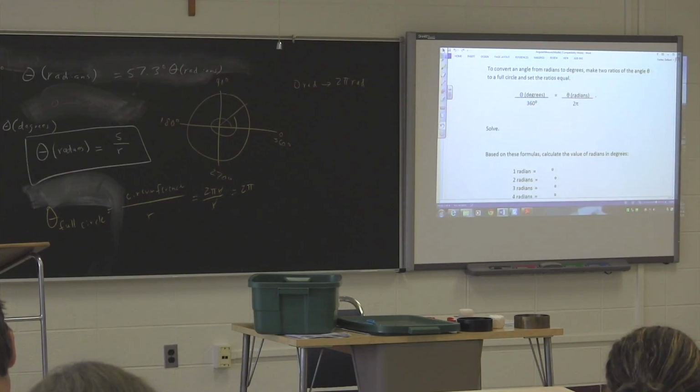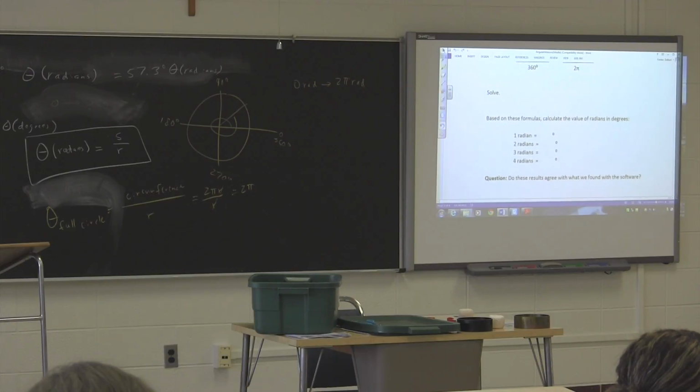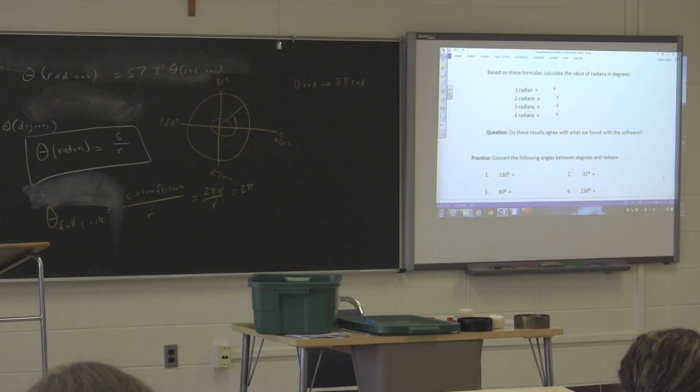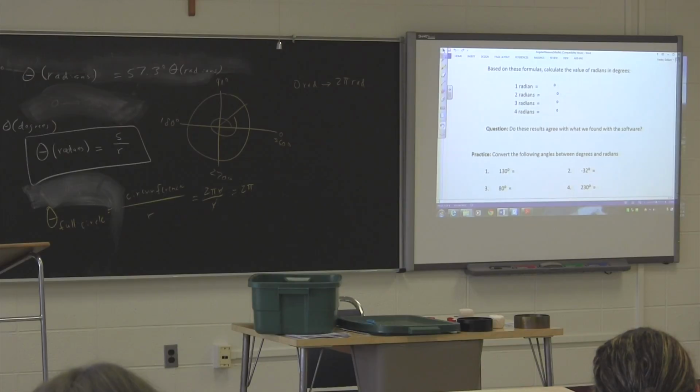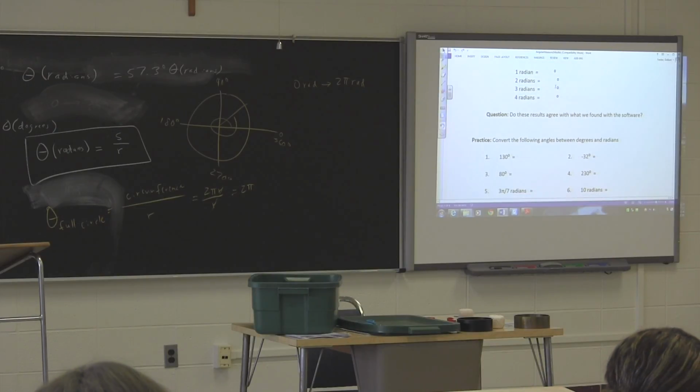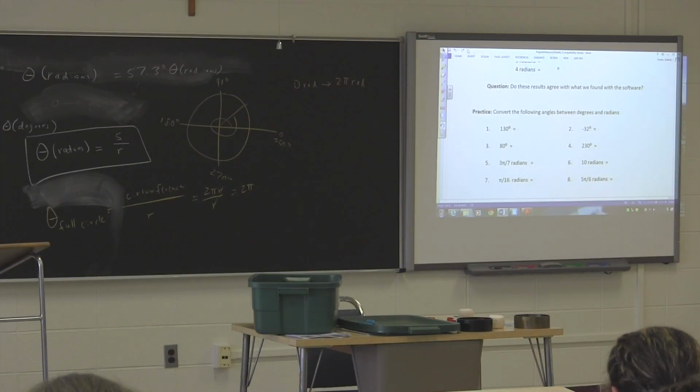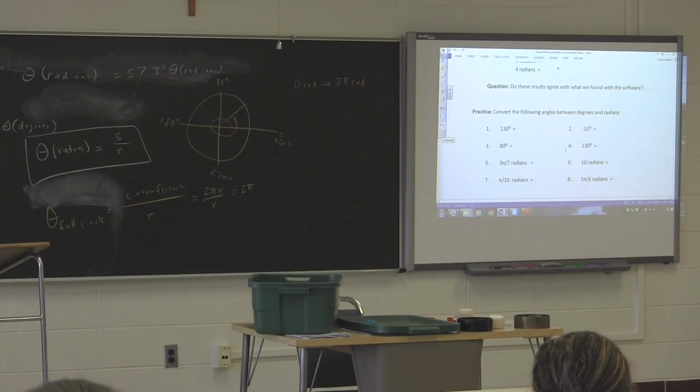So what I would like you to do, if you haven't done this already, is to calculate the value in degrees of the various radians. Compare what you get here to what we got on our circle. Does it make sense? Does it agree with what we drew on our circle? And then you can also do this practice here. Do these conversions down here. Okay? So I'll give you a few minutes to work on that while I collect our rings.